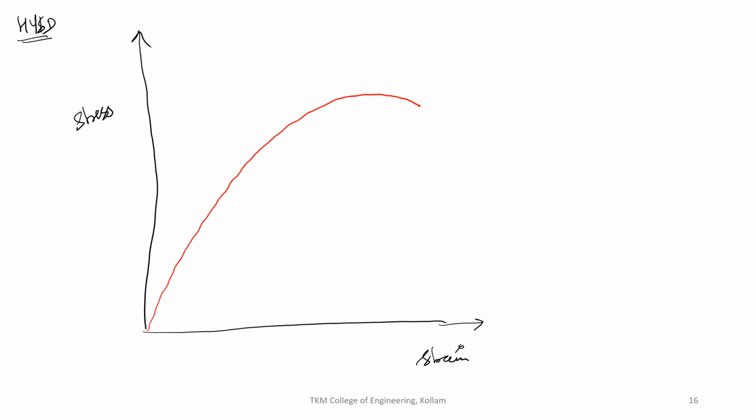So in order to find the yield stress, what we do is we draw the initial tangent modulus of this material. We will draw the initial tangent modulus.